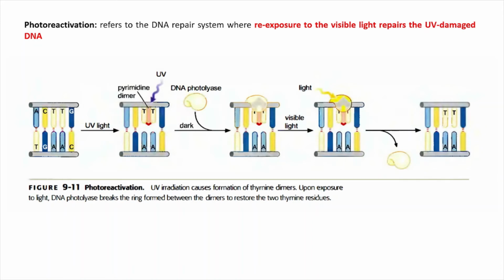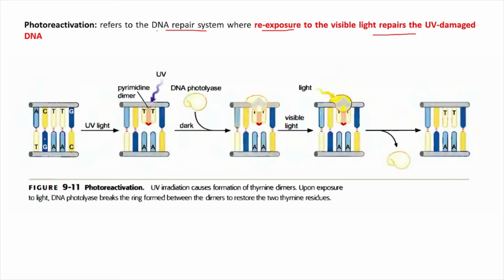So today we are going to discuss photoreactivation repair. Now, what is photoreactivation repair? It refers to the DNA repair system where re-exposure to the visible light repairs the UV damaged DNA. What does it mean? First, when the DNA is exposed to the UV light, that DNA is damaged, and when you re-expose that damaged DNA to the visible light, that DNA is repaired. So this is what happens in photoreactivation repair.